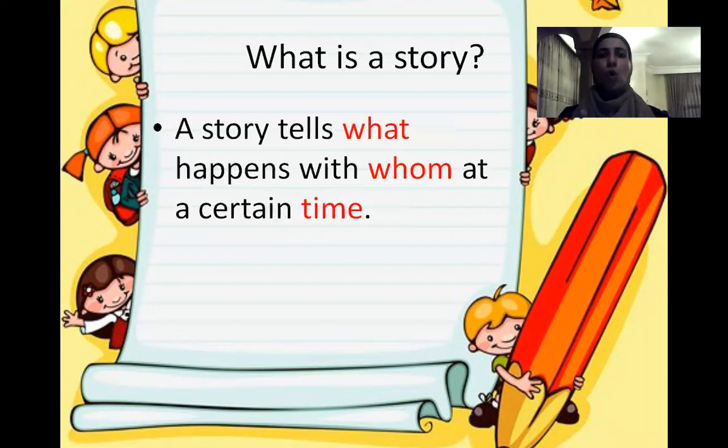First of all, what is a story? A story is a piece of writing that tells what happens, with whom it happens, and when and where it happens. So a story talks about a group of actions that are done by someone at a certain time and in a certain place.